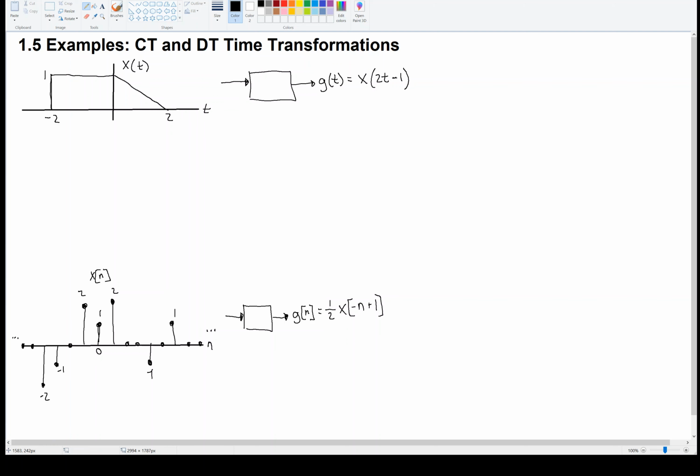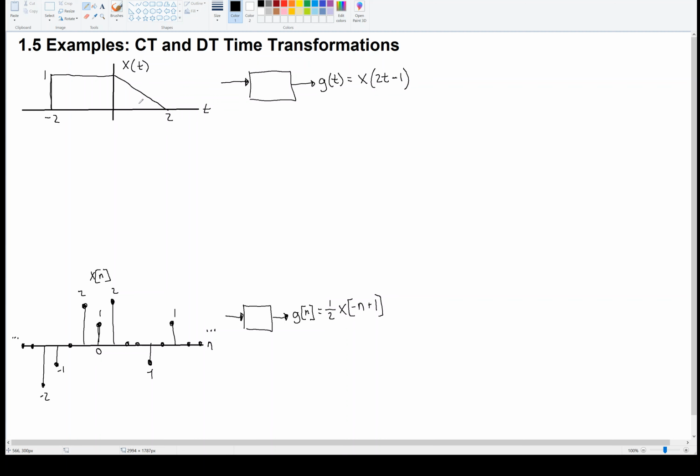And then we're also going to look at a discrete time case. Take this signal and calculate its transformation 1/2 x of minus n plus 1. So there are three things going on there: the 1/2, the minus 1, and the plus 1 there.